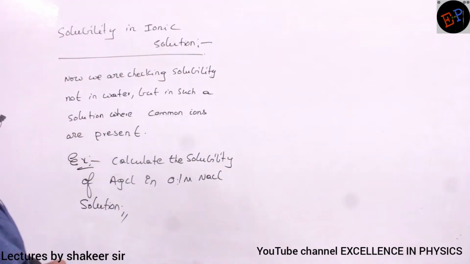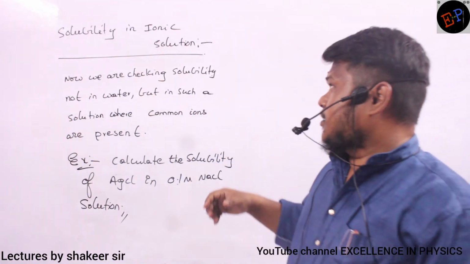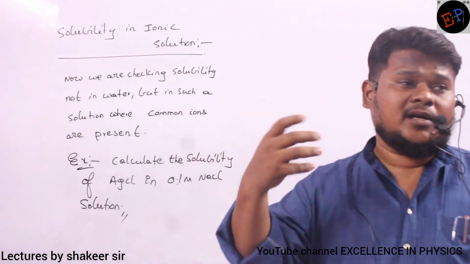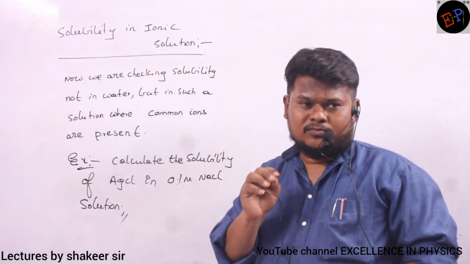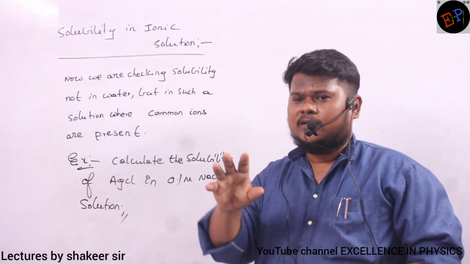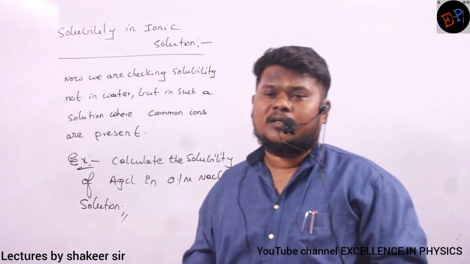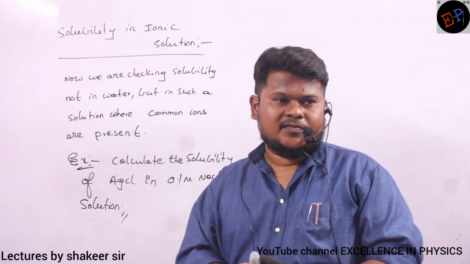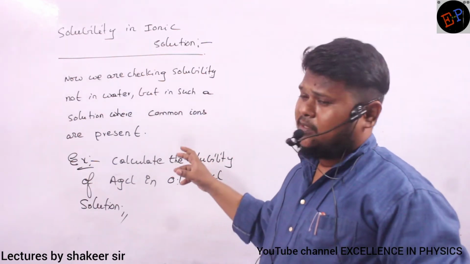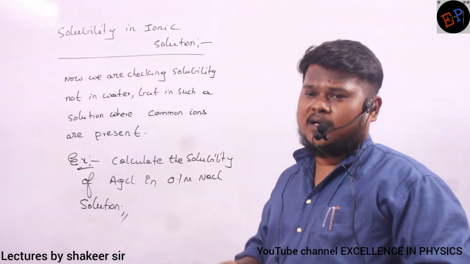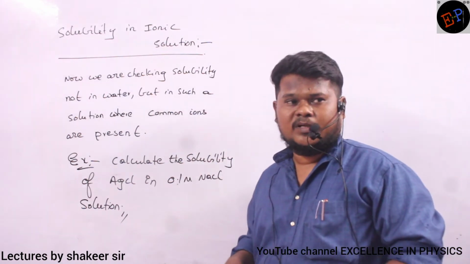Okay, see. Now we are checking the solubility in a solution where some ions are already present. Until now we were checking solubility in water, no? We take some salt, we try to dissolve that salt in water, and we have calculated the methods of checking its solubility. Now I am checking the solubility of a particular salt in a solution in which some common ions are already present. Are you able to understand?